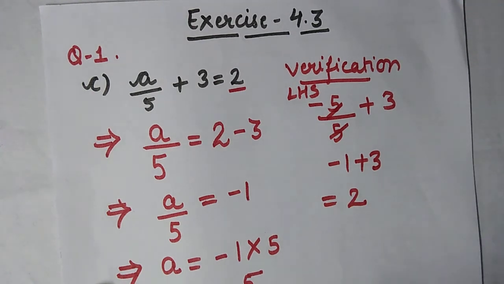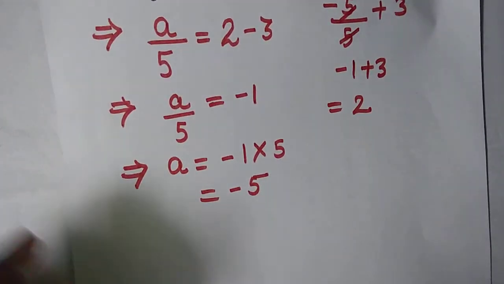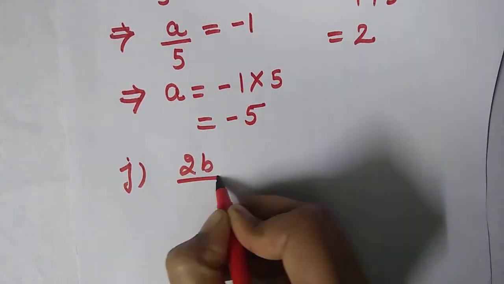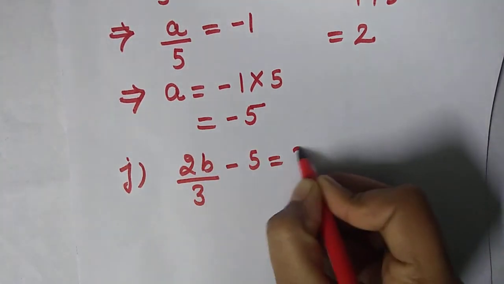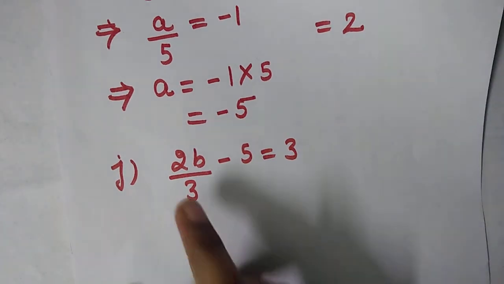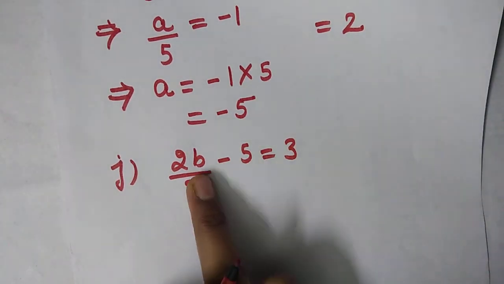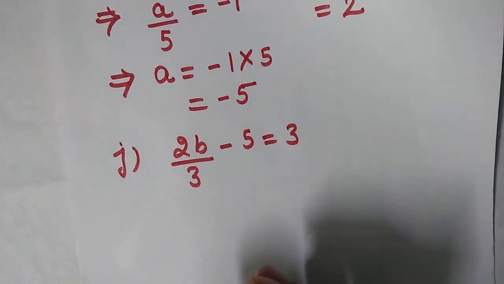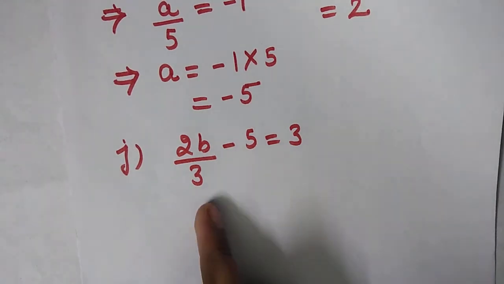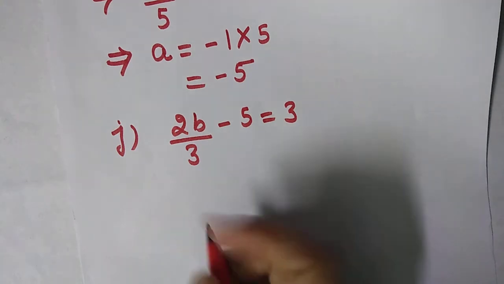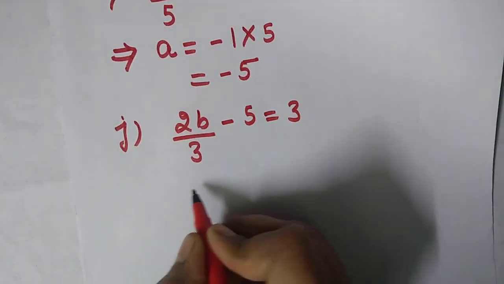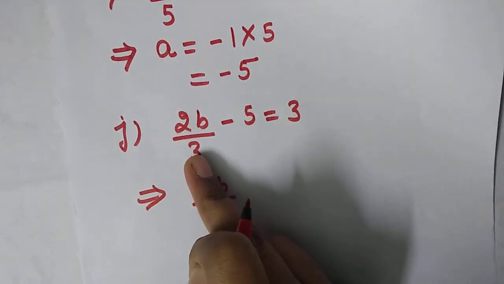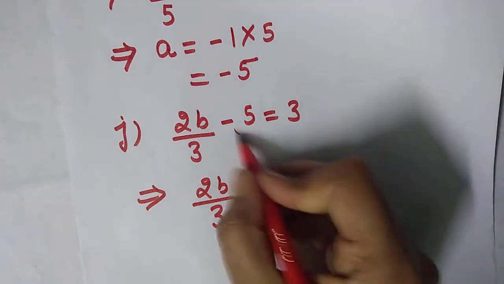Okay, now one more part I am explaining, that is part J. So part J is 2b by 3 minus 5 equals 3. Here I have to find the value of B because B is the variable in this equation. So first step, just separate the terms having variable on one side and constant on the other side. So here this is the term having the variable, so it is 2b by 3. This is the term having variable, and all these are constants.